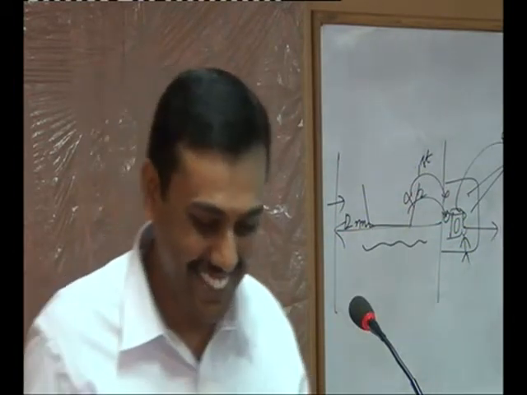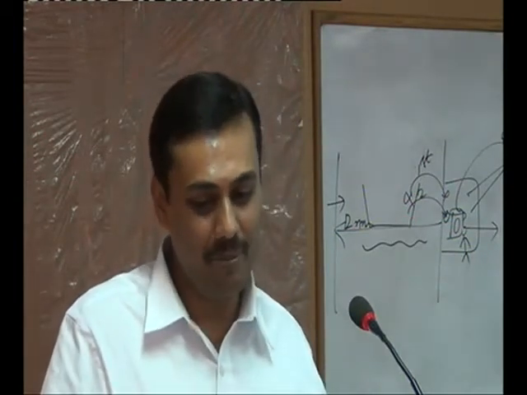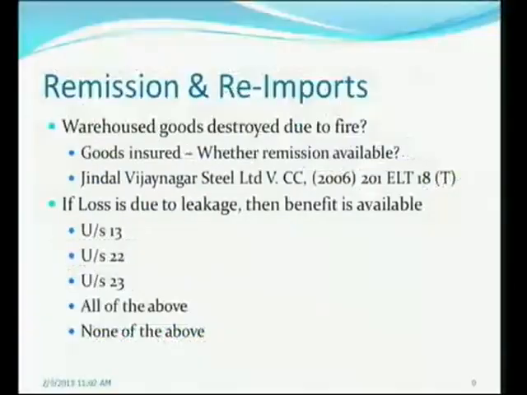Warehouse goods destroyed by fire, goods insured, is remission available? We've just deliberated: whether I get the insurance from the insurance company, do I still get a remission? Yes, we still get a remission. The difference between Section 13 and Section 23 is not clear, because in 23 also there is theft, and in 13 also there is theft. Section 13 is pilferage, small theft. Section 23 is loss, that is big theft, including destruction. In 13 we don't have destruction or damage. It must be stolen, that is, you will not have the goods with you at all.